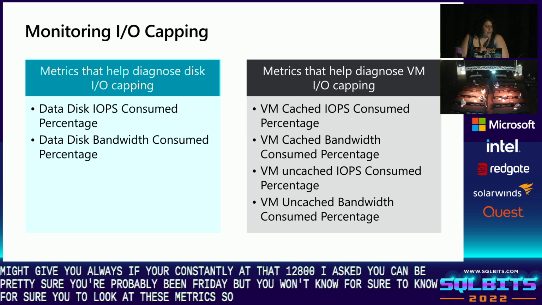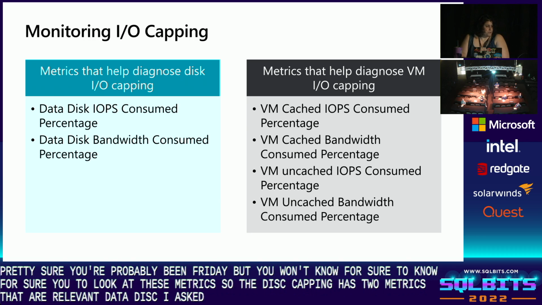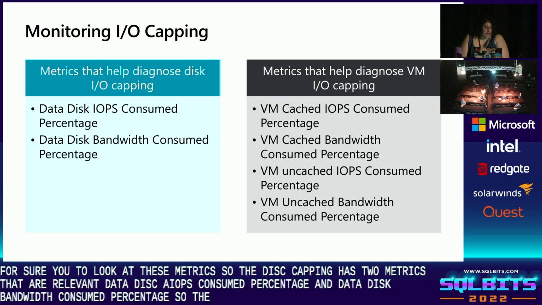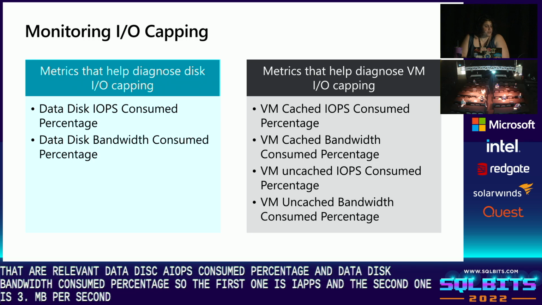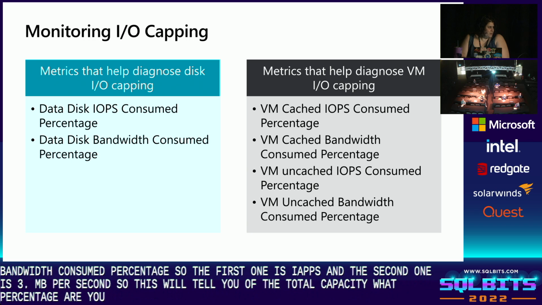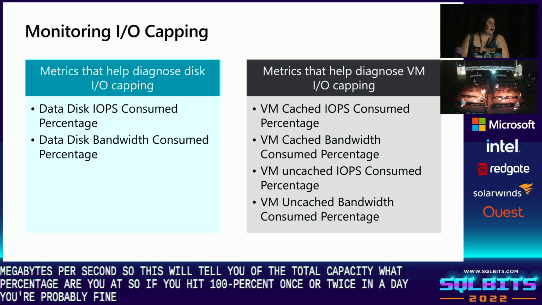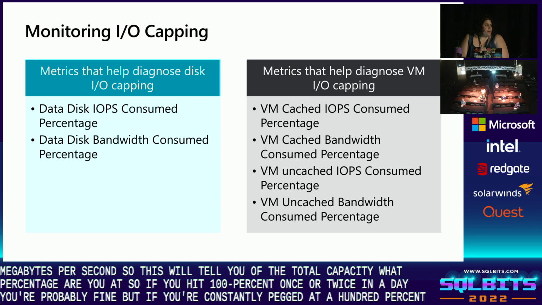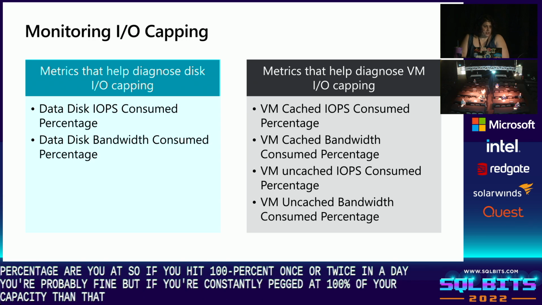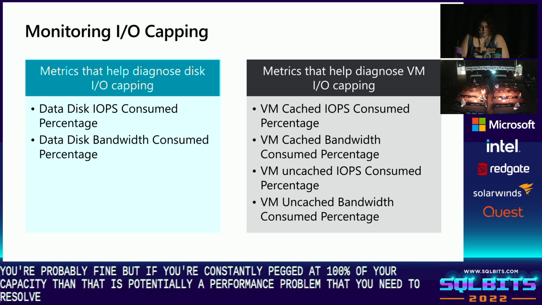So the disk capping has two metrics that are relevant: data disk IOPS consumed percentage and data disk bandwidth consumed percentage. The first one is IOPS, and the second one is throughput, megabytes per second. This will tell you, of the total capacity, what percentage you are at. If you hit 100% once or twice in a day, you're probably fine. But if you're constantly pegged at 100% of your capacity, then that is potentially a performance problem that you need to resolve. Similarly, you could be capped at the VM level.